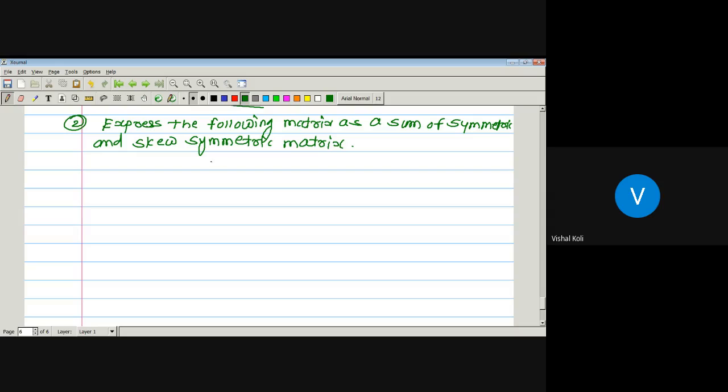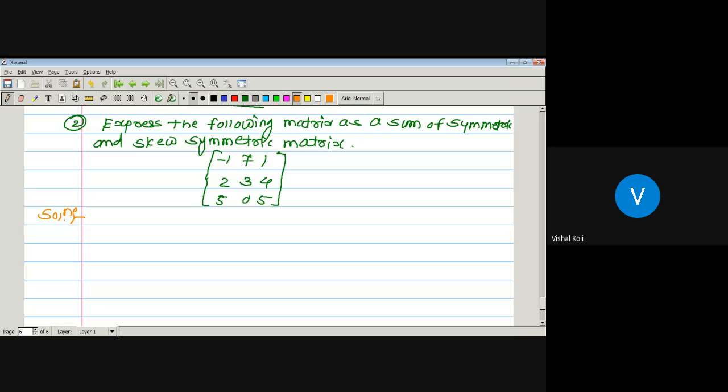Where the matrix will be given: minus 1, 7, 1; 2, 3, 4; and the last row 5, 0, 5. And now we have to express this matrix as a sum of a symmetric matrix and a skew symmetric matrix. So see its solution.